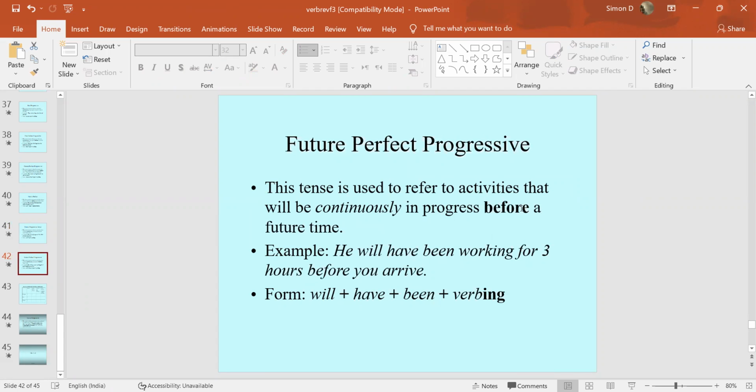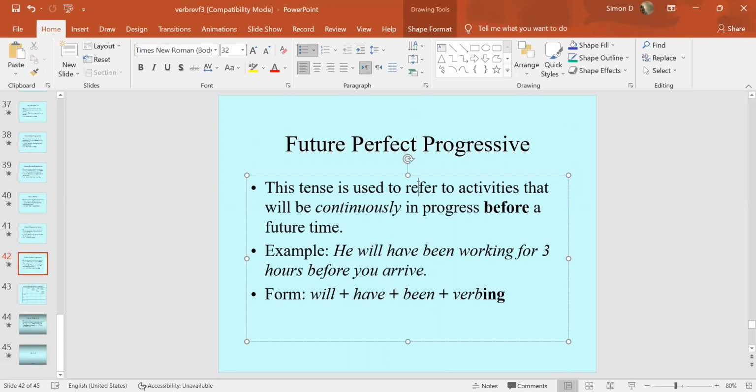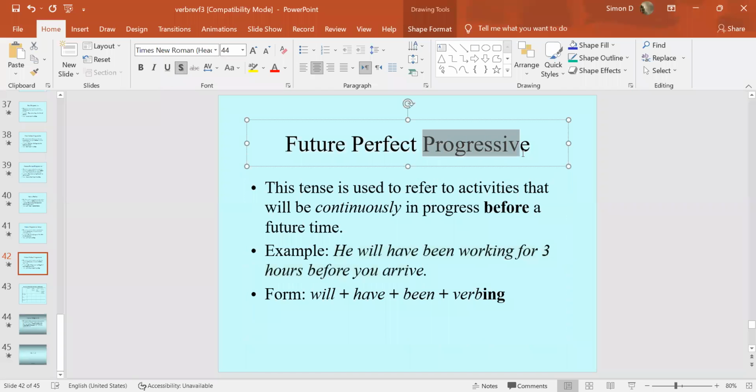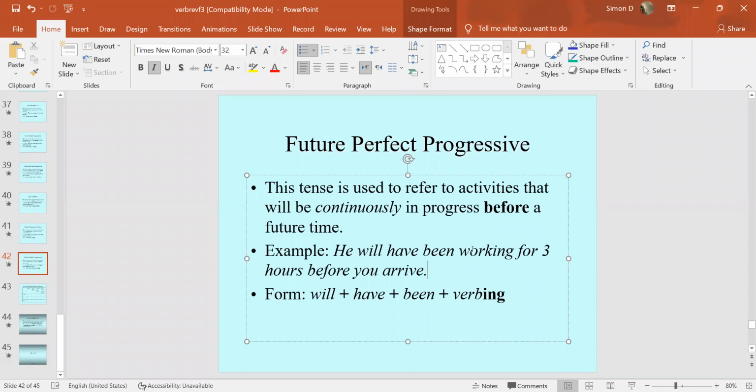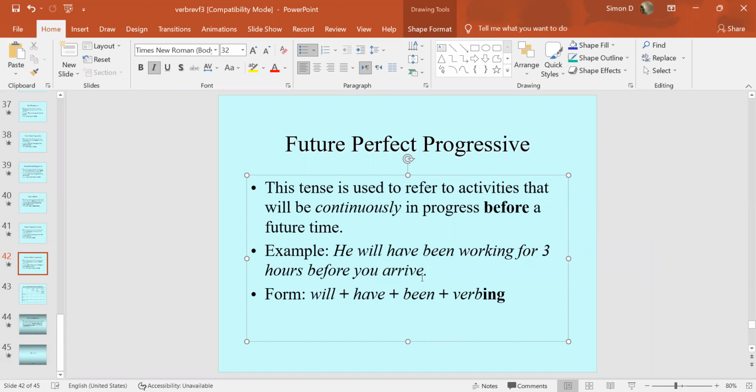Here it's talking about a particular future time, and before that it will be progressing. Why is it called perfect? Perfect means a completed action, guys, something which has been perfected or completed fully. So he will have been working for 3 hours before you arrive. So this is about the progressive, right? The continuous action will happen until before that person arrives. The 3 hours will be finished before he arrives. Will have been, verb.